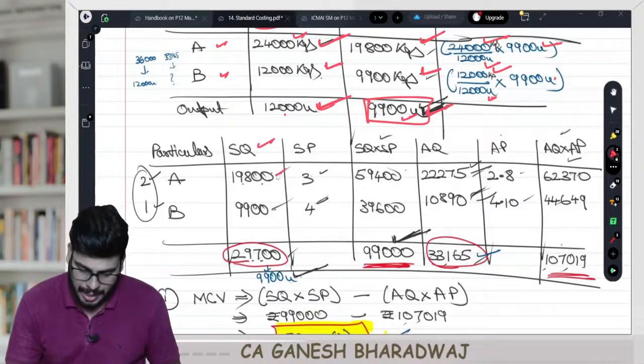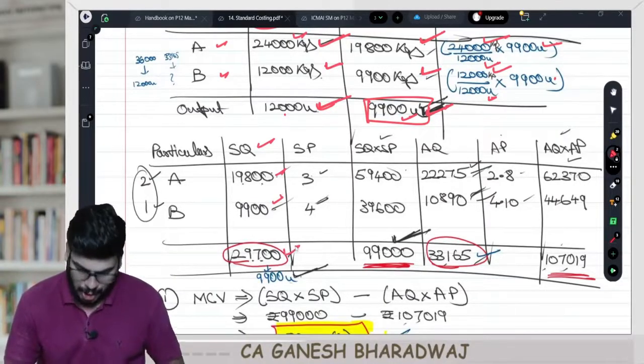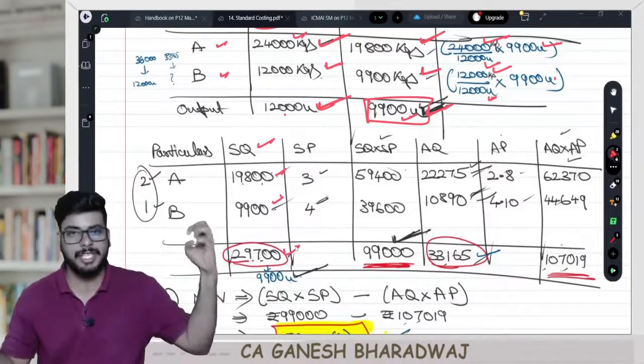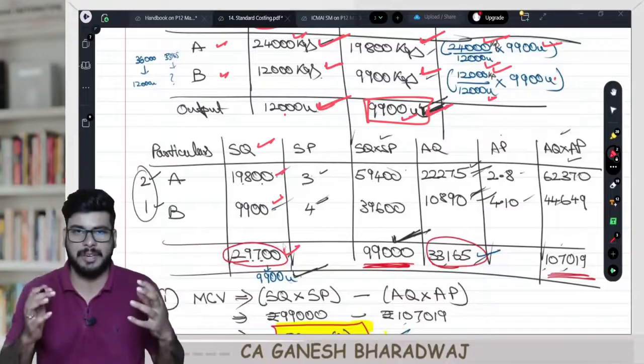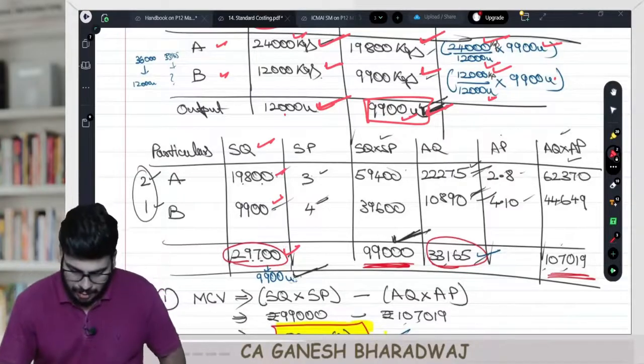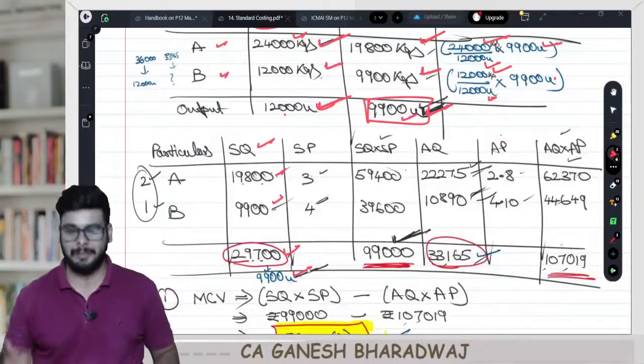Standard quantity A and B, we just now got the figures, right? You add up the two. Totally how many kgs of A plus B were inputted? 29,700 kgs of A plus B were inputted, right? So this got converted effectively into 9,900 units of output. Are you clear with this? This is the meaning, right?